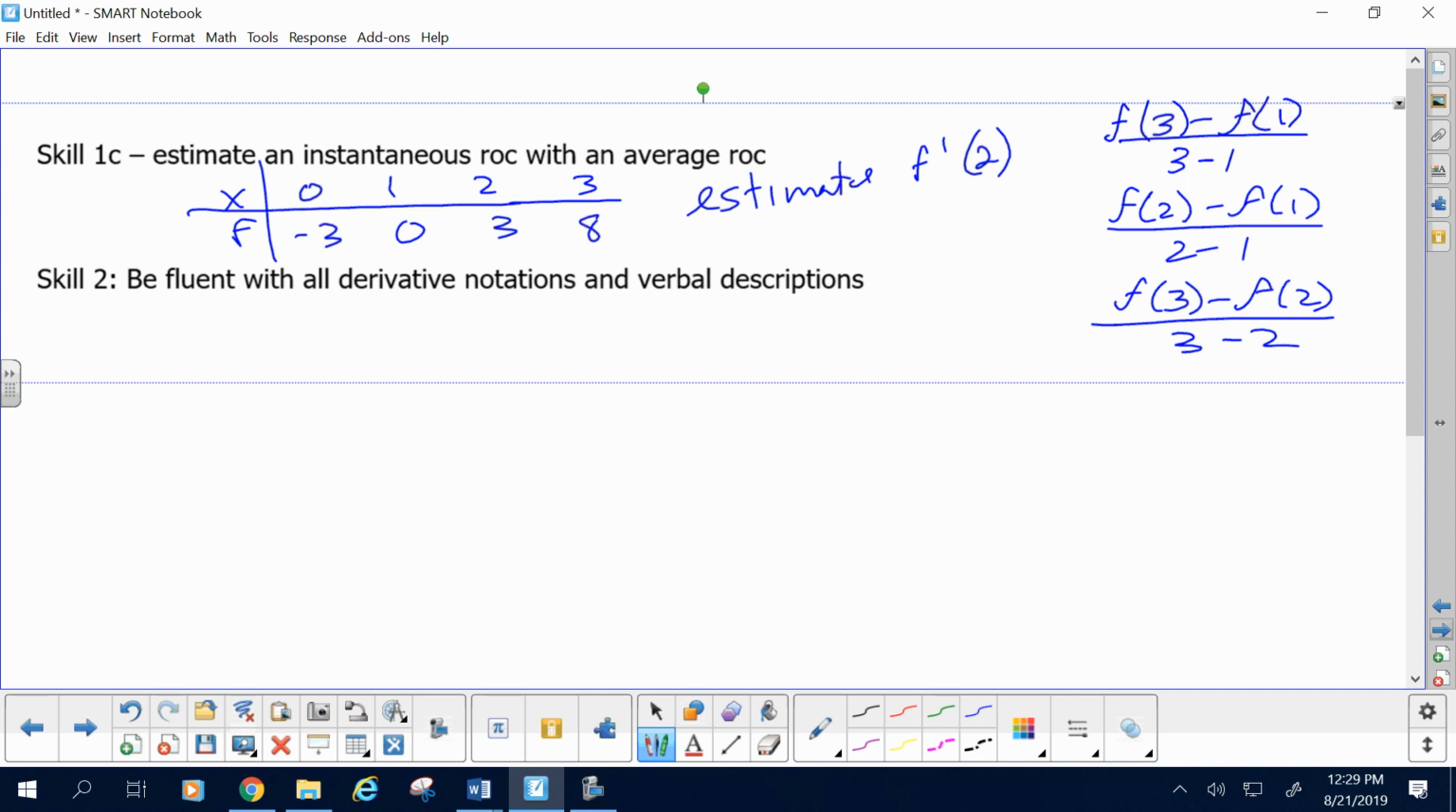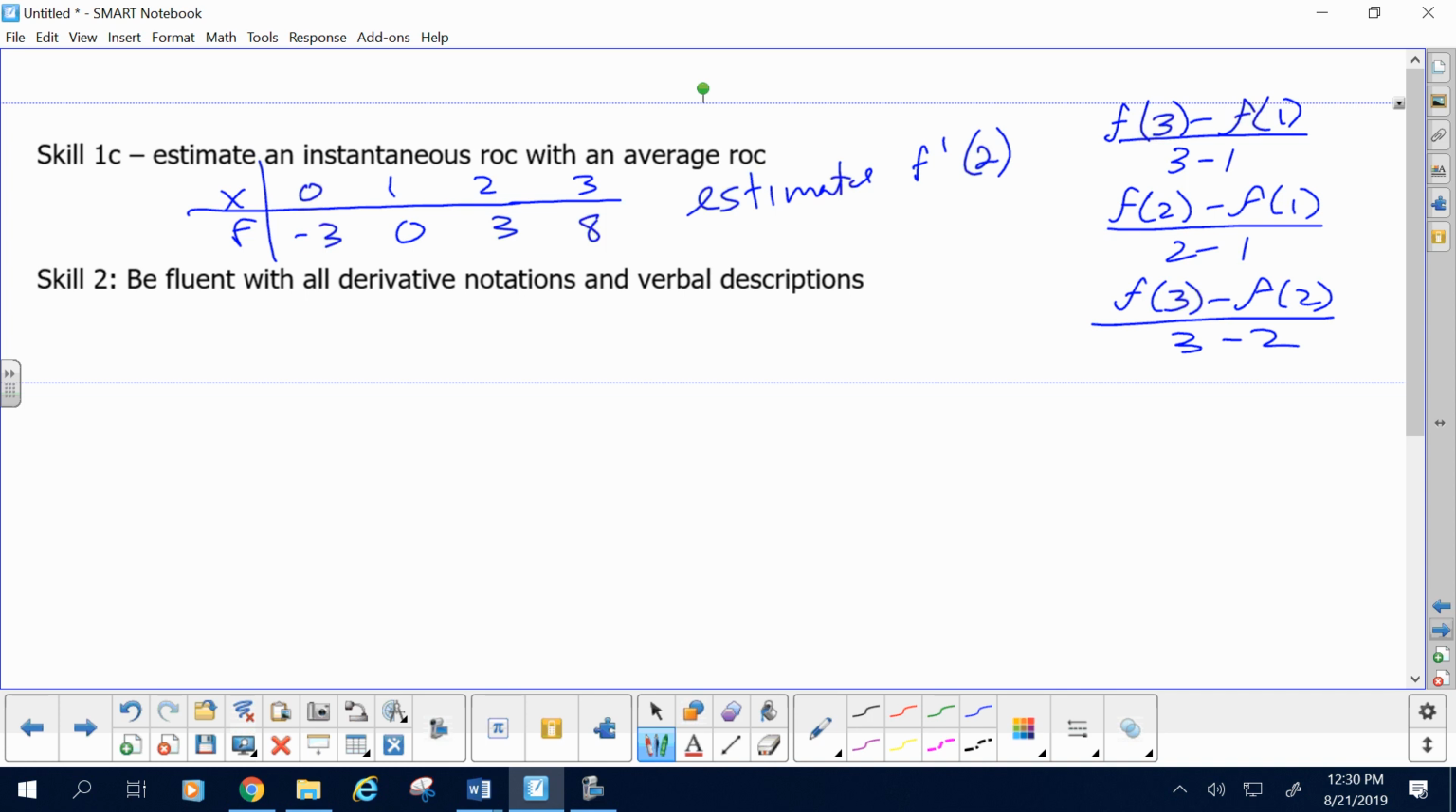Would you be able to use 3 and 0? What part of the definition of the derivative does that violate? There are 2 pieces: the slope component and the limit component. By choosing 3 and 0, which component are you not using? The limit. You're not getting as close as you can. So they would never take 3 and 0 as the points used.